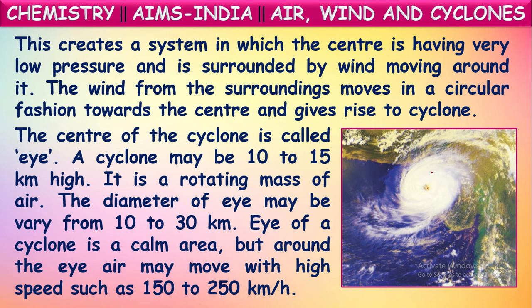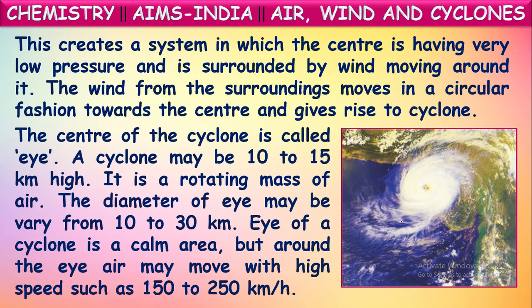The air will be moving at a certain speed. The diameter of this eye may vary from 10 to 30 kilometers. So the center of the cyclone is called the eye of the cyclone. Its diameter may vary from 10 kilometers to 30 kilometers. The eye of the cyclone is a calm area because low pressure is created there, so it is generally a calm area.